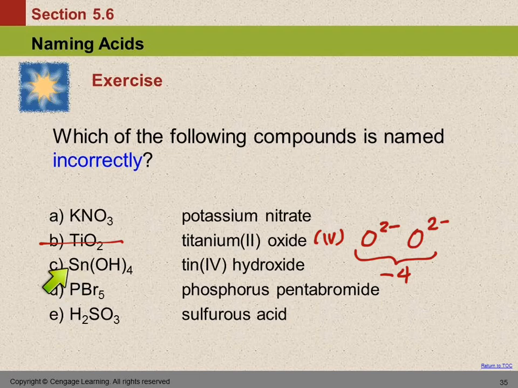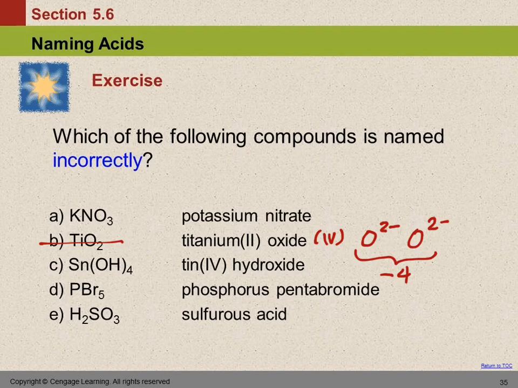So this is a metal. Does it need a Roman numeral? It does. It's in group 4A, but we don't care about that. We care about group 1, 2, or 3. So it needs a Roman numeral. So we've got tin and a Roman numeral, so okay, we're doing okay so far. We'll cover up tin, and what's left is OH. Is that hydroxide? Yes, it is. So OH is hydroxide.